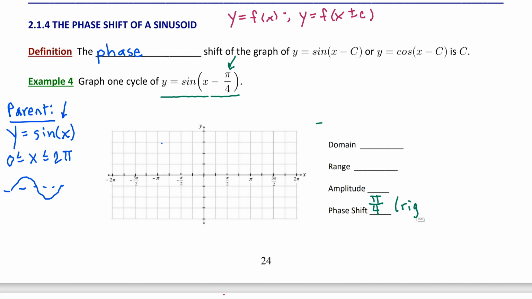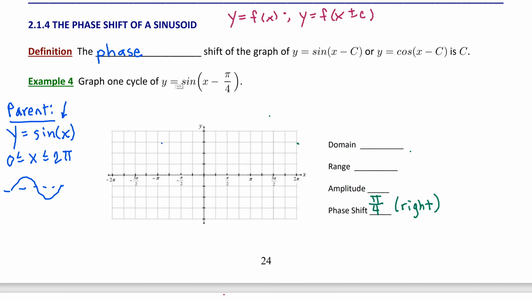Now, positive pi over 4 means that the shift is to the right. You're thinking, wait a minute, it's minus pi over 4 in the example. But remember, with a horizontal transformation from college algebra, the sign inside the argument is opposite of the direction that it shifts horizontally. So when we have a minus c inside of the argument of our trig function, it shifts c units to the right. If we have a plus c inside the argument, it's going to shift c units to the left. So the final result of our graph should be a sine wave shifted to the right by pi over 4 units.